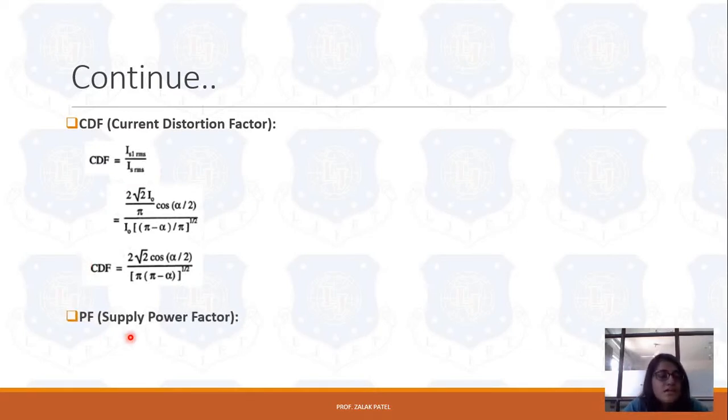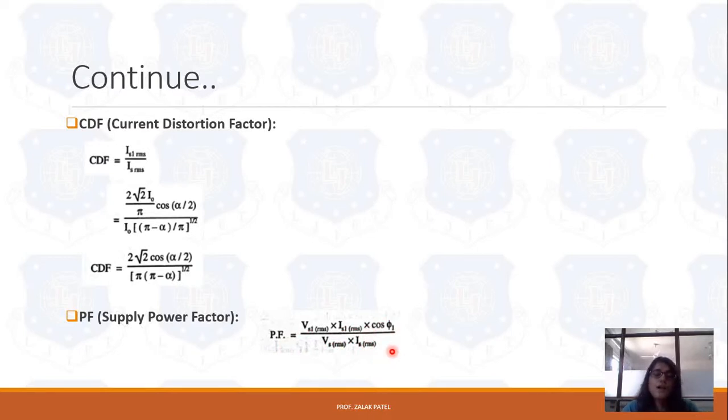Next is supply power factor, which is denoted by PF. It is mainly the multiplication of supply voltage RMS value into the fundamental component value IS1 RMS, the fundamental component of supply current, cos phi, that we already discussed in the previous slide, it is FPF or displacement factor, divided by the original supply voltage and supply current.